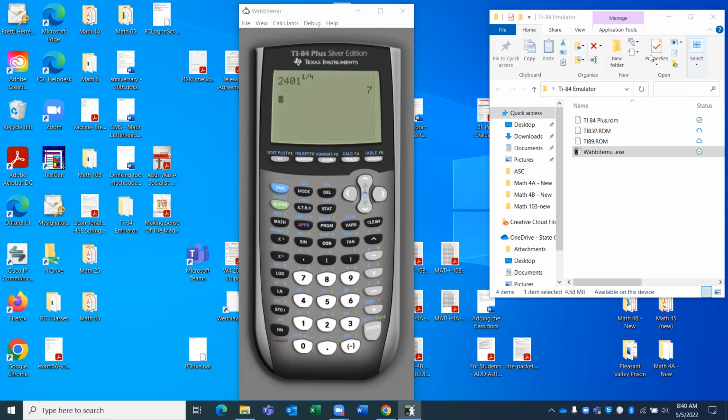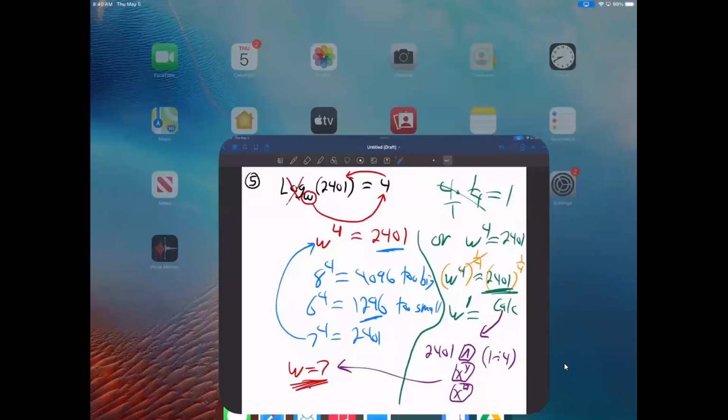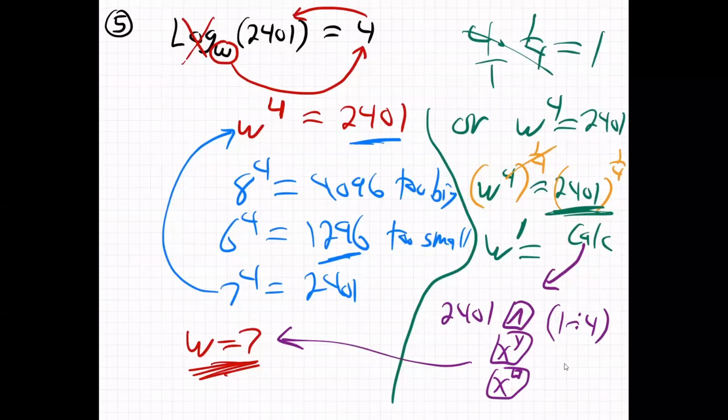So let me go back to the original problem. You can do it either way. There it is. And it's probably easier just to do the guess method. So over here, guessing on the calculator is probably the easiest way of them all. And so there we go.